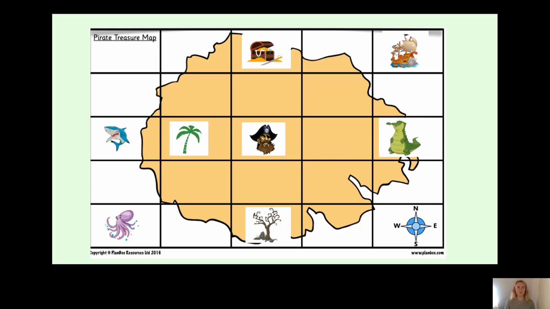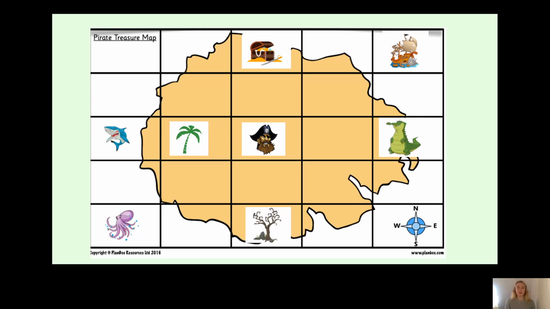How would the octopus get to the treasure chest? Pause the video and have a think. Okay, there are lots of ways, and I'm sure you've thought of lots of ways, but let's have a look. Right, so he could go 4 squares north and then go 2 squares east. Well done. Or he could go 2 squares east and then 4 squares north. There are lots of different ways.